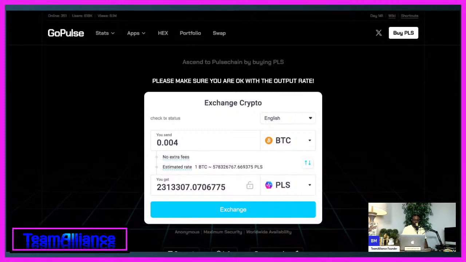Oh, Pulse. So once you get your Pulse, now you can come over to the PulseX DEX. And this is where you can swap Pulse for whatever you want. And let's go over there and take a look so that you can see what I'm referring to. Let's go over here to PulseX.